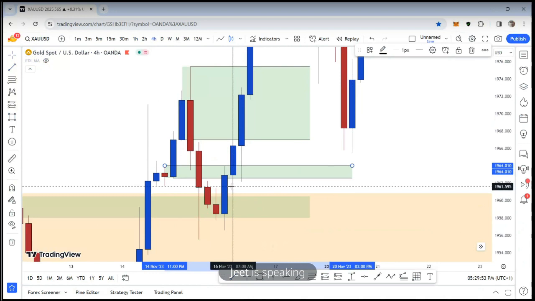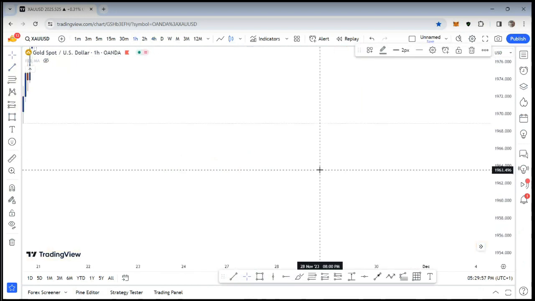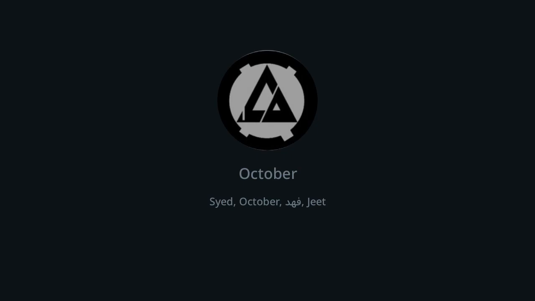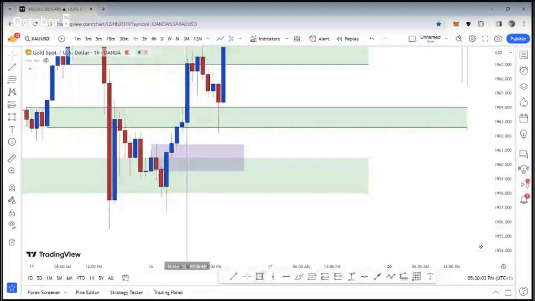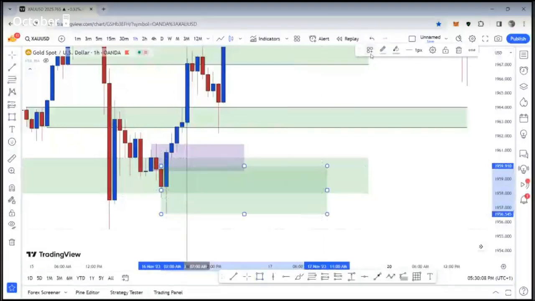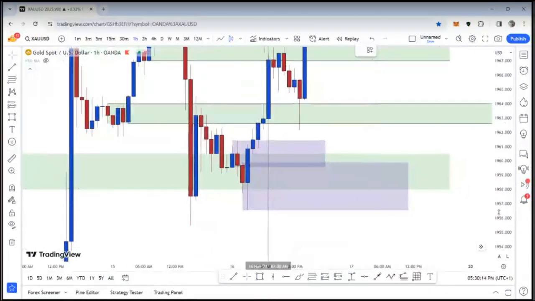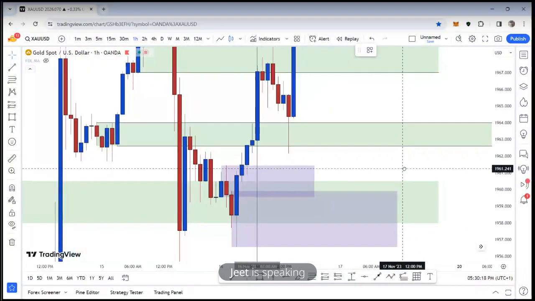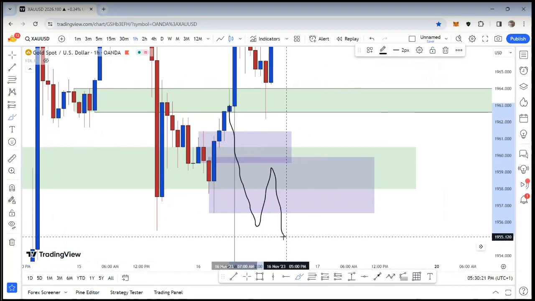Now, I'm going to put a line here and I'm going down to 1 hour. Now, after the reaction, where did 1 hour need to change its storyline? Isn't this the zone that 1 hour needed to change its storyline? Is that the zone? Yes. So if price had broken this zone, I would have been selling more to the downside.